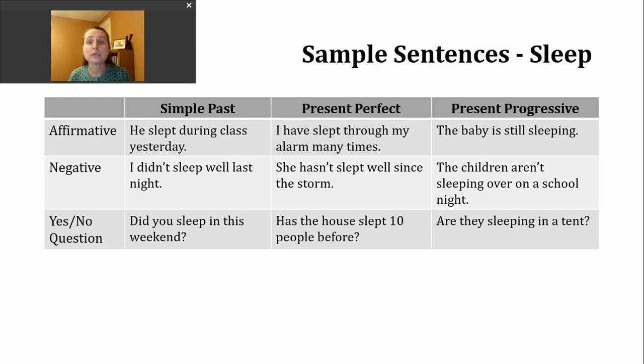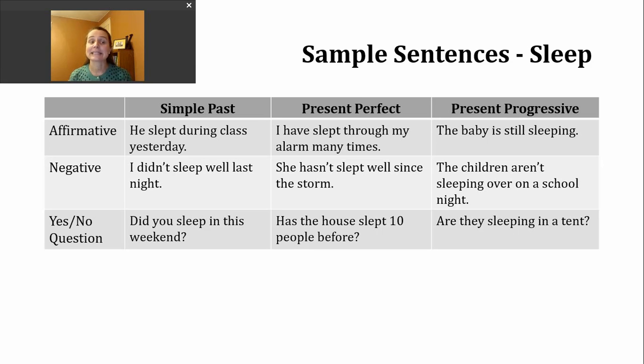We also use present perfect to talk about an action that was started in the past and it continues into the present. To make this verb tense, we're going to use have or has based on our subject, and then we'll use the participle form of our verb. Let's take a look at an affirmative sentence. I have slept through my alarm many times.